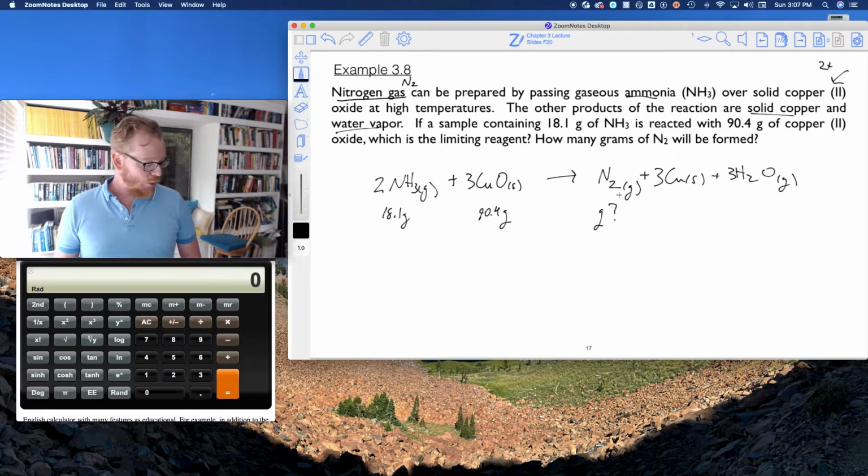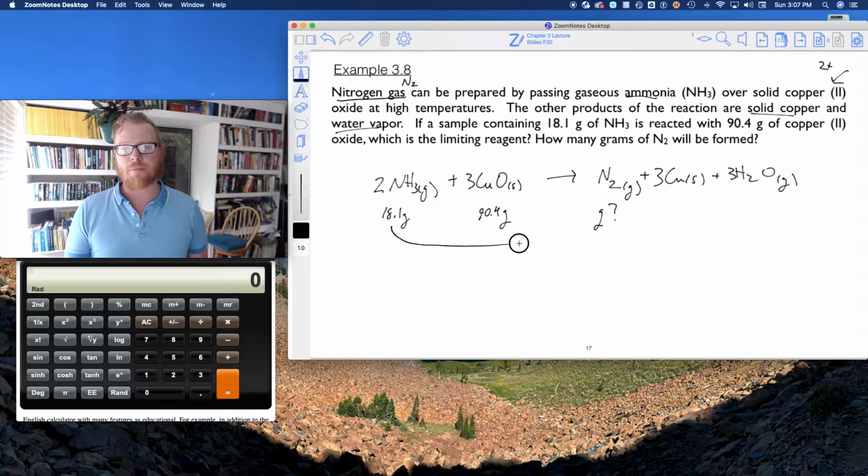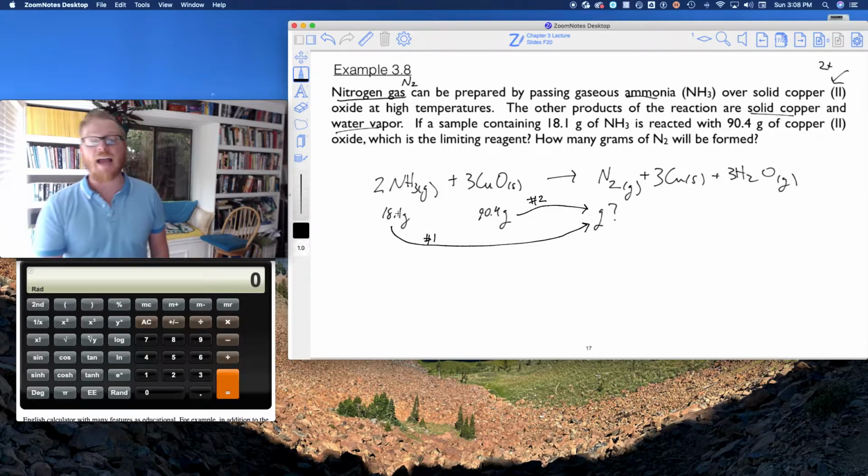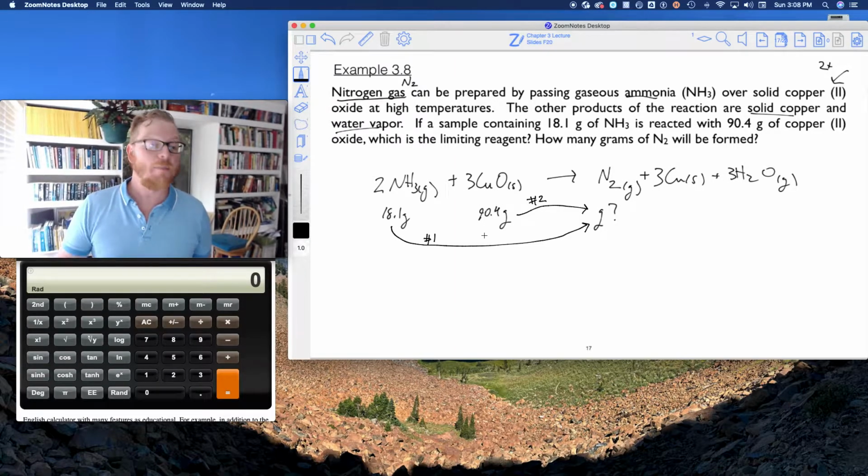So what we're going to do is two calculations. We're first going to start with this 18.1 grams of ammonia and come all the way over to nitrogen. And we'll see how many grams of N2 can be formed by 18.1 grams of NH3. I'll call that number 1. Then we're going to do a second calculation that I'll call number 2, where we're going to see how many grams of nitrogen can be made from 90.4 grams of copper(II) oxide.